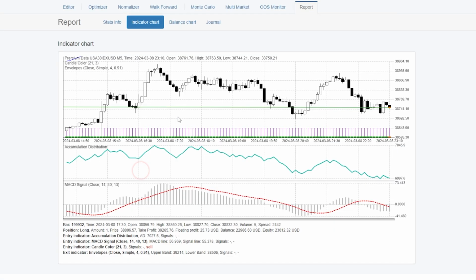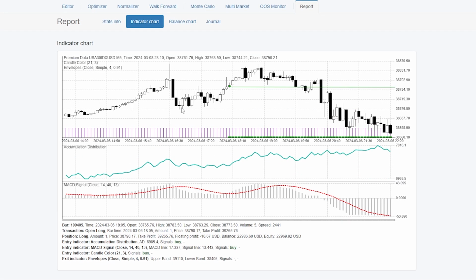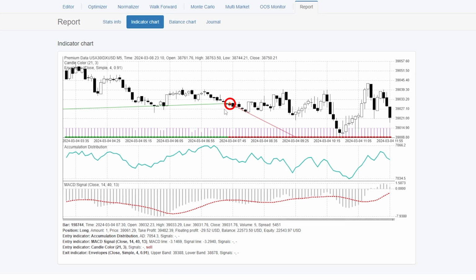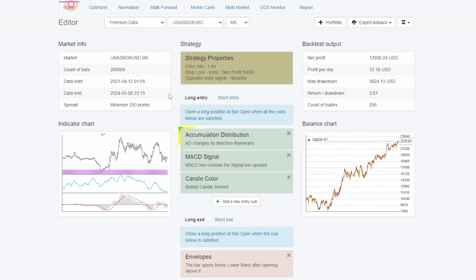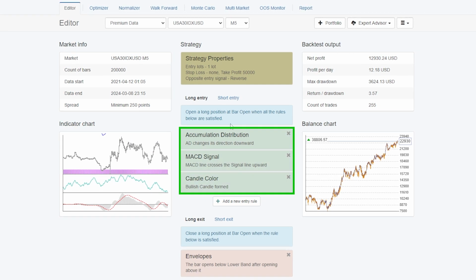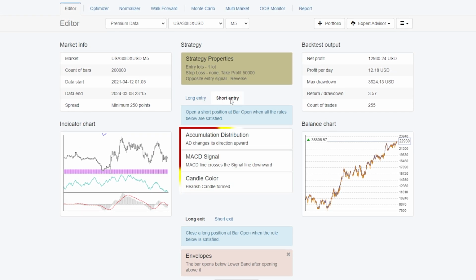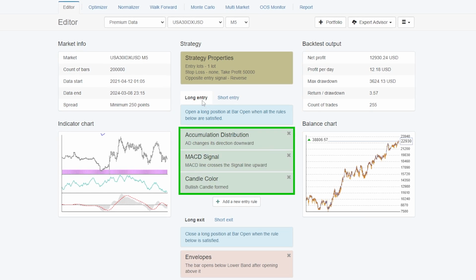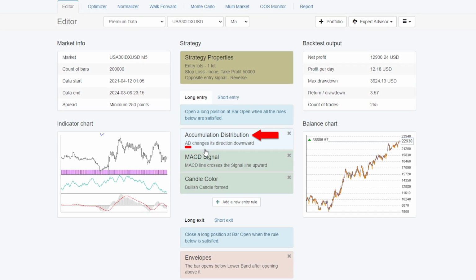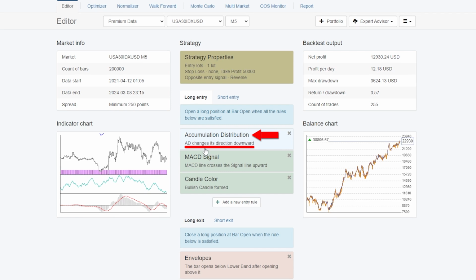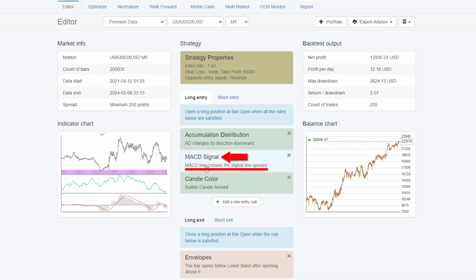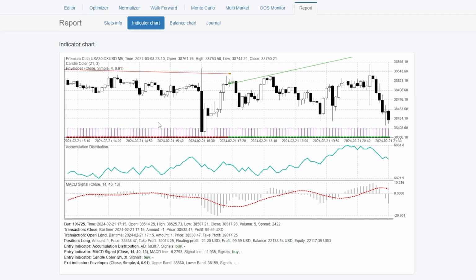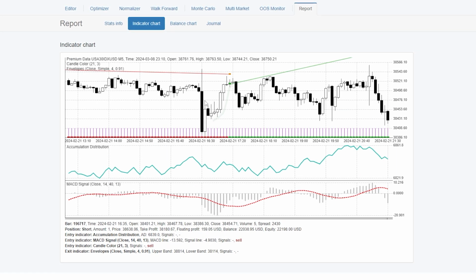And if I click on the indicator chart and I just show you the very recent trades, you will see that right in here we have a short trade, which means that we need to look at these conditions in the very opposite way. If I click on short entry, you will see it, but I will show you a long entry where we want to see the AD changing its direction downward, MACD line crosses the signal line upward, and we need to see a bullish candle formed. So just go back a little bit earlier, and here it is.